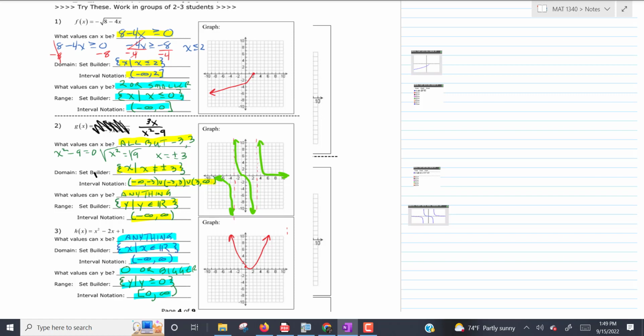Without the graphing calculator, when you set 8 minus 4x greater than or equal to 0, you would have got x less than or equal to 2. You would have got that. So your domain is going to be x less than or equal to 2.